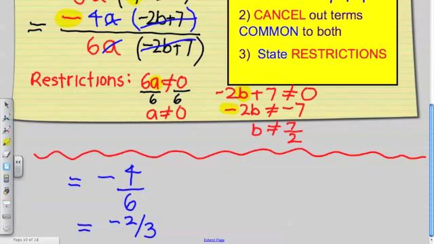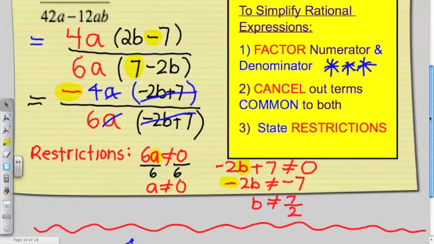And that's your final answer. Now, if I stated the restrictions just on my final answer, are there any letters in my final answer? No. So you would write, oh, there are no restrictions for this question, but that is not true. Because if A is equal to 0, just to really drive this concept home, or if B were to be equal to 7 over 2, and we plug those numbers into the equation, your machine would break down. The whole question wouldn't work anymore.